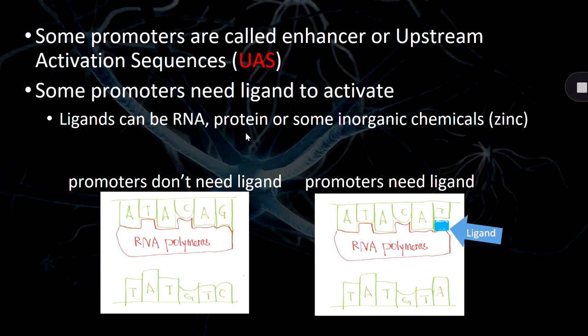Okay, here's an example. This is a promoter that doesn't require any ligand. This is a promoter that will require a ligand. You see there's a shortening here. If you have a ligand here, the bond between the DNA and the RNA polymerase will be very strong, so they will be able to start the RNA transcription. However, if you don't have this ligand, the binding between the DNA and RNA polymerase is going to be weak, so they won't be able to start.